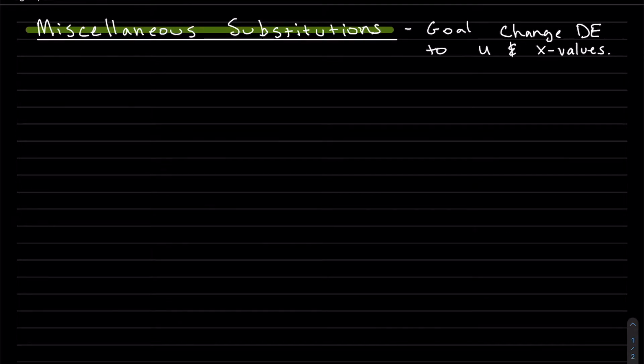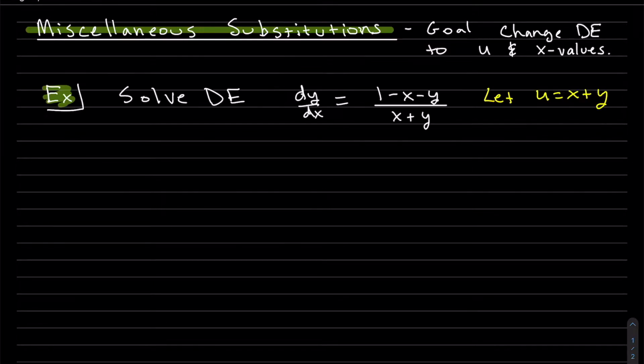So this is part 3 of this section of substitutions, and we just call it miscellaneous substitutions. If you've already noticed, our goal when we're using substitutions is to basically change a DE that was in terms of y and x into a DE that's in terms of u and x. So let's keep that in mind on this first example. So here's our first example. Here's a DE, and it tells us the substitution to let u equal x plus y.